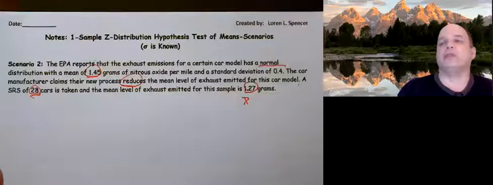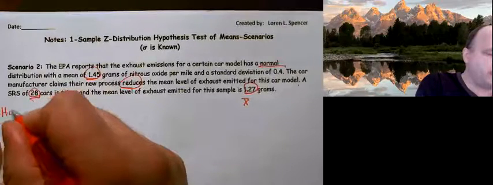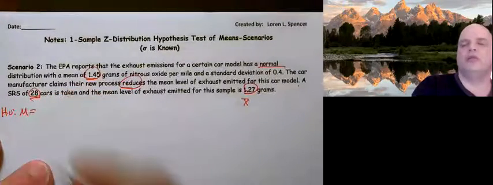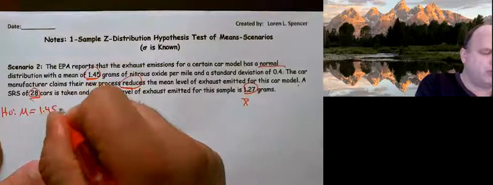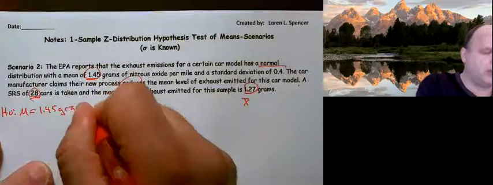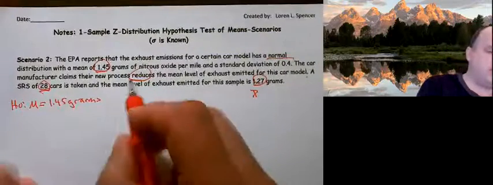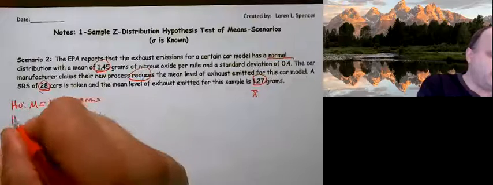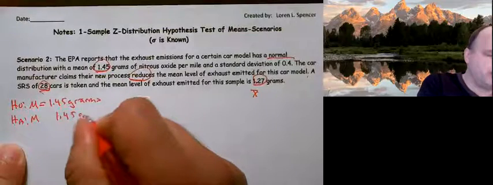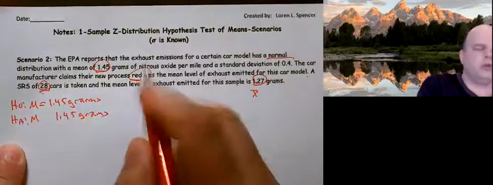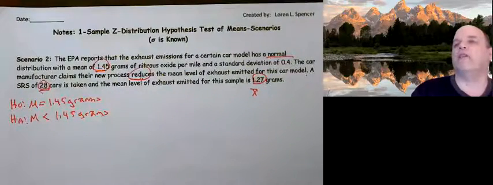So what's the initial hypothesis? Well, an initial hypothesis is always the status quo. It's the general claim, which in this case is 1.45 grams. All right, so the initial claim is 1.45 grams, but the company is trying to say, hey, it's been reduced. So my alternative, fortunately, is just going to look exactly like the null. So it's 1.45 grams, but it says it's reducing. So we're going to say that this is less than 1.45 grams.